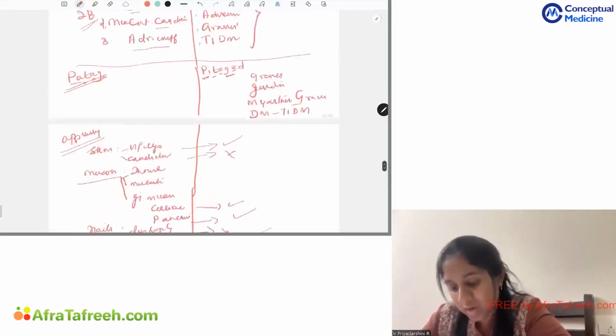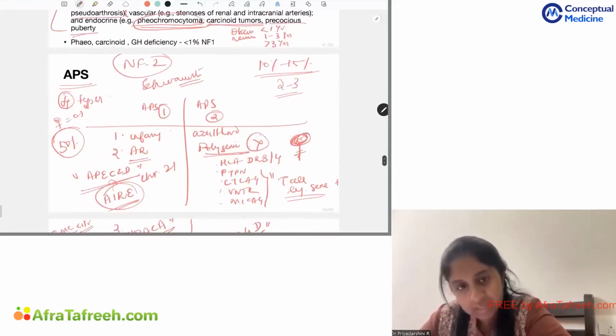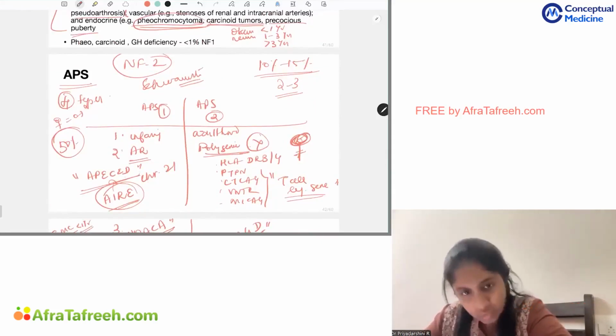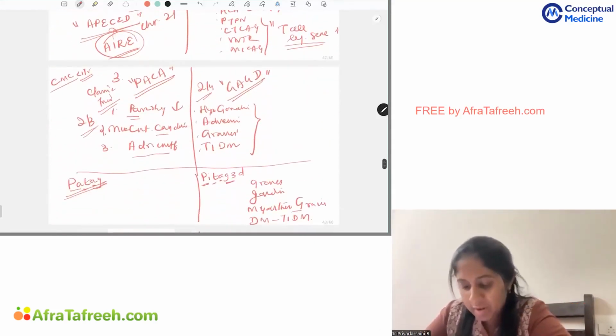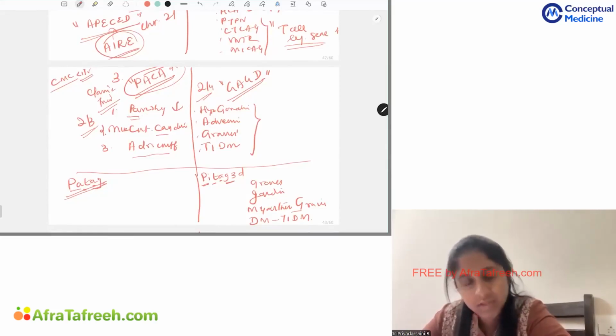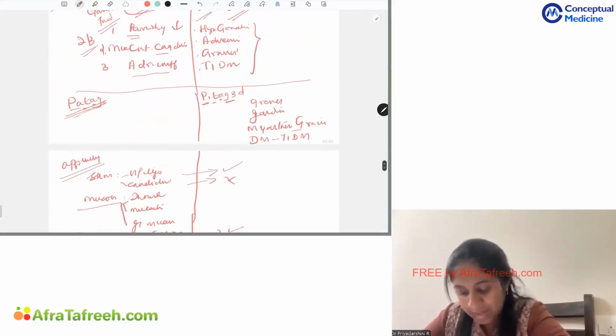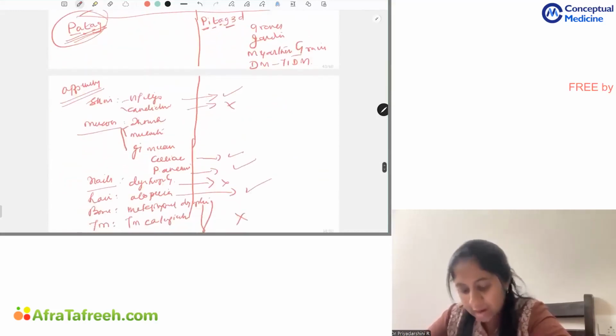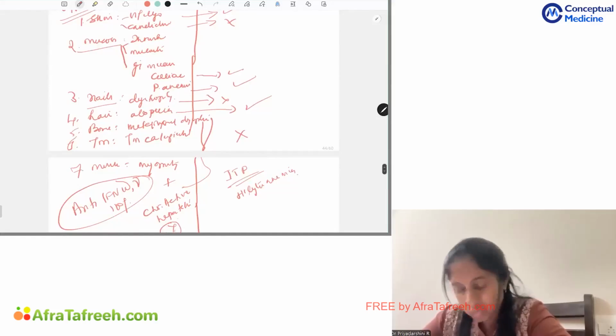So this is about APS1. The basic thing is they will manifest in infancy, AR mutation. It's also called APECED syndrome. You have AIRE gene mutation, chromosome 21 is involved. Remember the classic triad, PACA: hypoparathyroidism, mucocutaneous candidiasis, and adrenal insufficiency. If at least two out of these three are present, you can call it APS1. Remember that, and what are the other manifestations. And regarding the appendages: skin, mucosa, nail, hair, bone, tympanic membrane, and muscle. Apart from that, you will have chronic active hepatitis also.